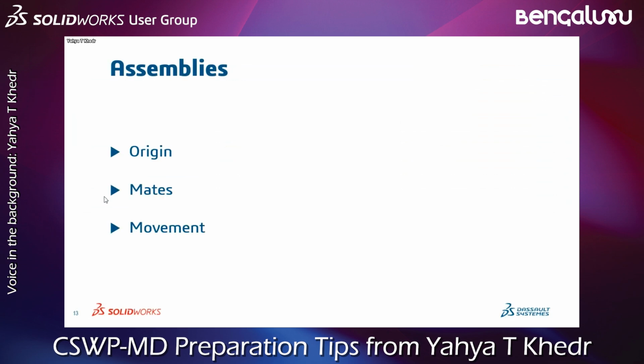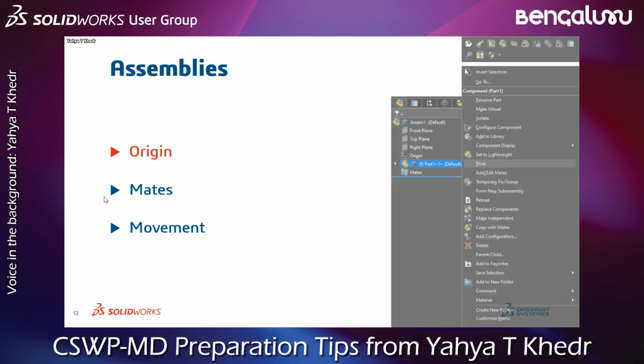We first have to make sure that we set the origin correctly. As we mentioned earlier in the CSWA preparation session, and also earlier in this session, when it comes to the origin, it's either going to be mentioned or going to be set as arbitrary. Usually in the assemblies, it is actually mentioned, so you have to make sure that you apply that correctly.